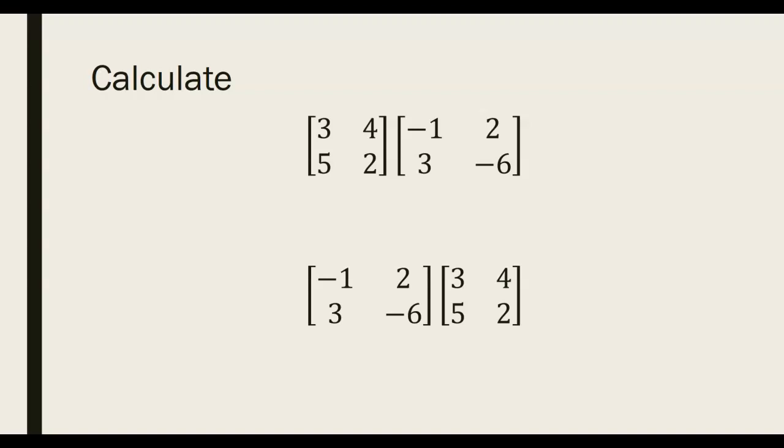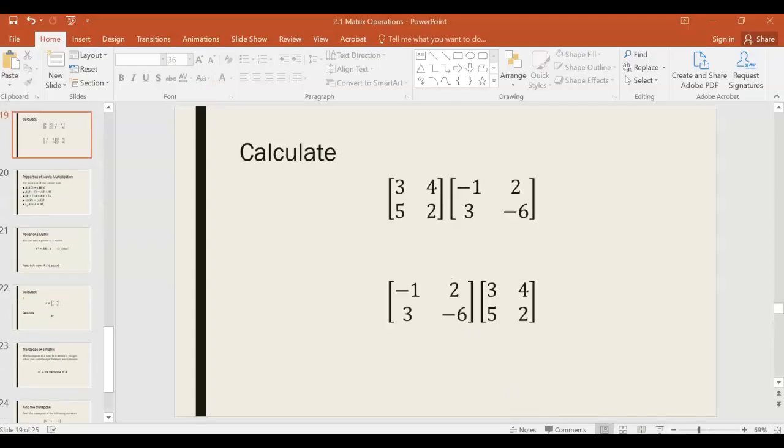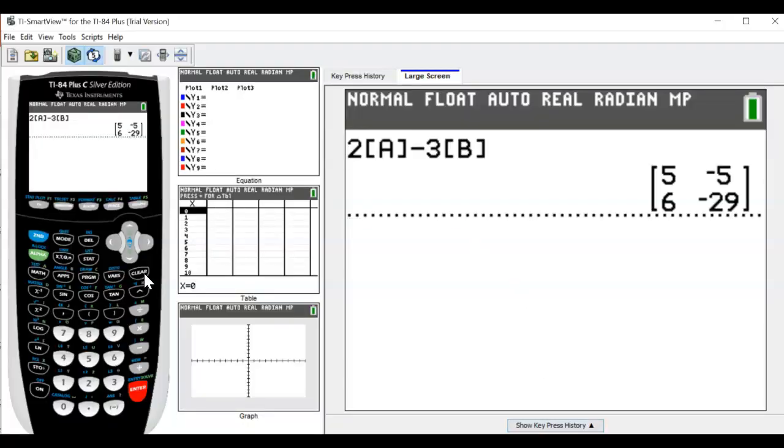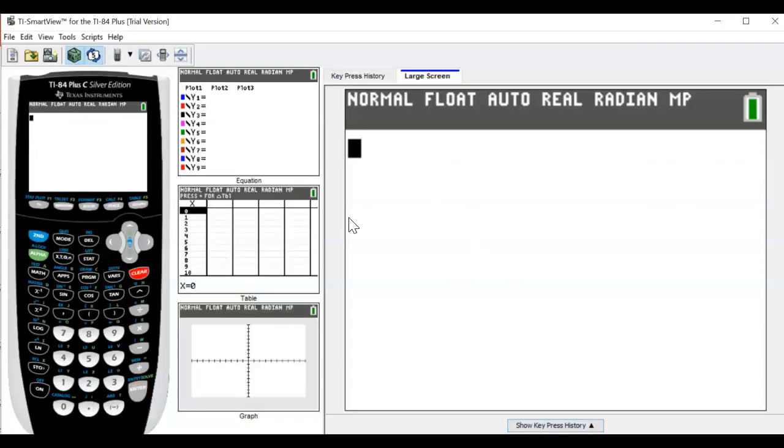It turns out that if you want to check your own work and you don't want to row expand, then you can utilize your calculator to do matrix multiplication. All right? So that's what we're going to do in the bonus. We're going to do this same problem, but through our calculators. So scroll up to your calculators. Remember, we did that earlier.